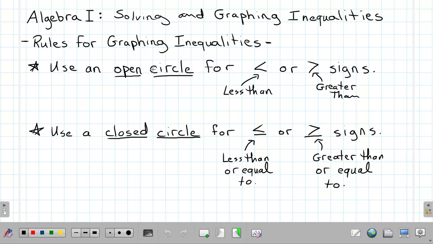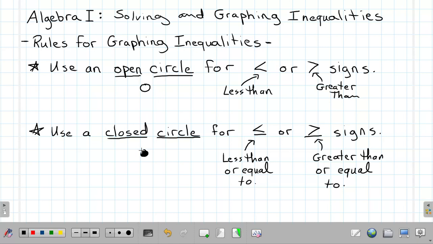Now, when we say open circle, as we'll see in just a few seconds, what that means is when we graph the inequality, we'll want to use just an open circle, meaning a circle that's not filled in. On the other side of things, when we're graphing an inequality that is less than or equal to or greater than or equal to, the big key here is "or equal to." That's what this little line underneath the less than and greater than signs means. We would use a closed circle, meaning a circle that is filled in, like a dot.